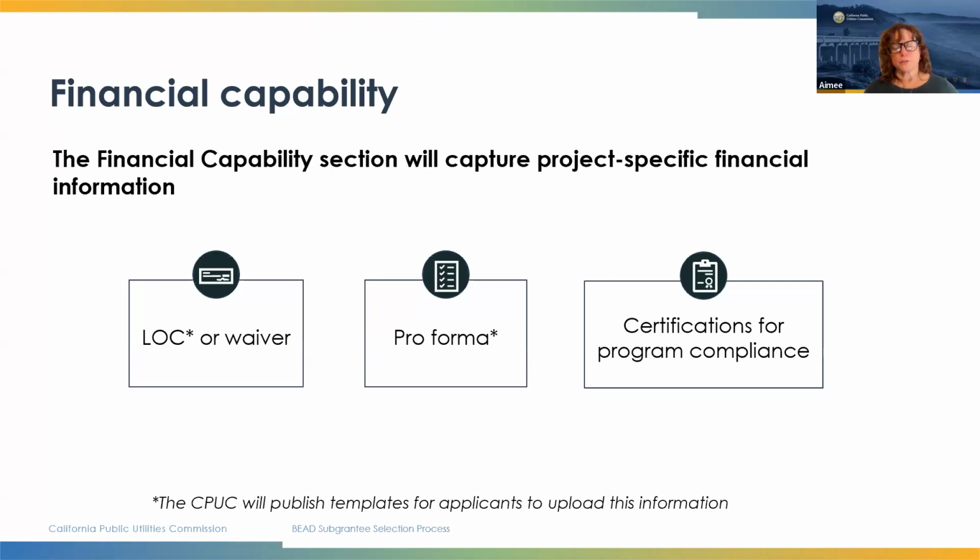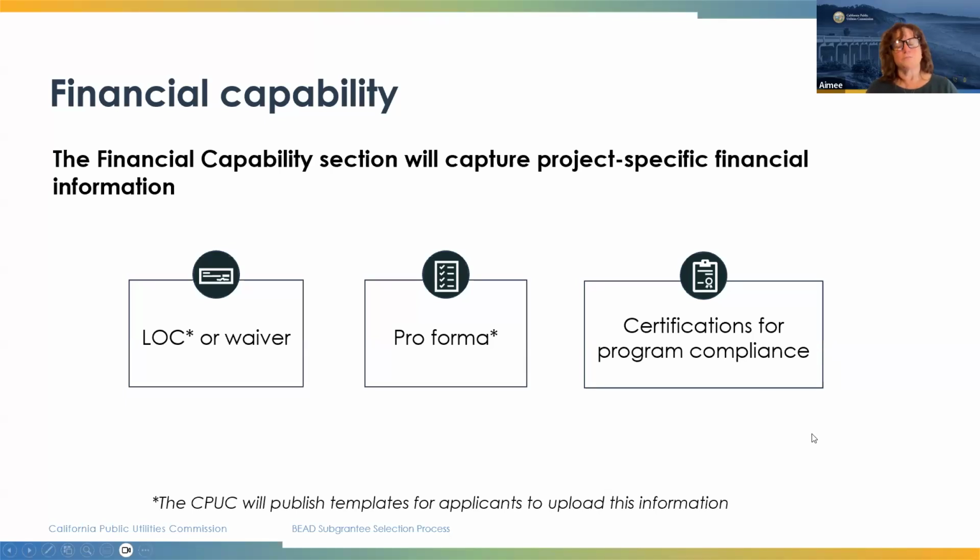During the application phase, the CPUC just needs to see that applicants are capable of obtaining that letter of credit or bond, and that once a project is awarded, during the subgrant agreement, that letter of credit or bond must be issued and provided at that time. Also, a pro forma or business case for the project must be completed and provided. A template is likely to be provided to make that a bit easier for applicants.